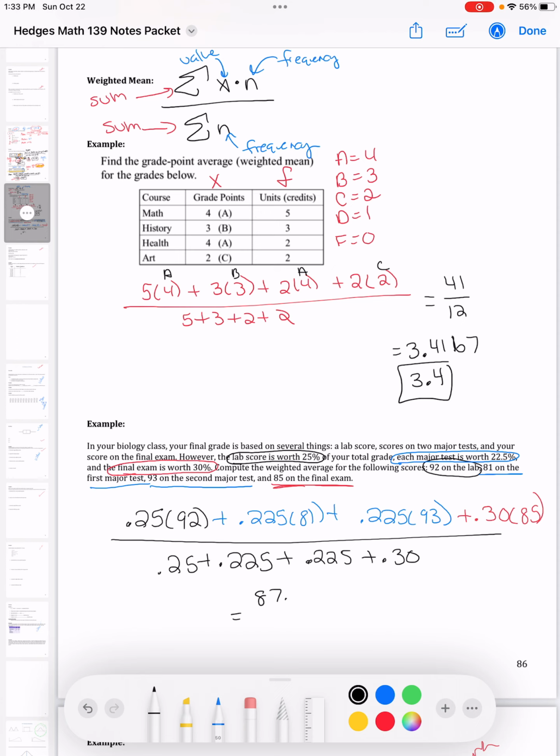So if you type in the numerator, you get 87.65. The denominator, you get 1. Again, that comes up a lot, but don't assume it. And so this would give me a total of 87.65 as your grade. If you want to put a percent on the end, you can. You don't have to, but that's what your grade would be, 87.65.